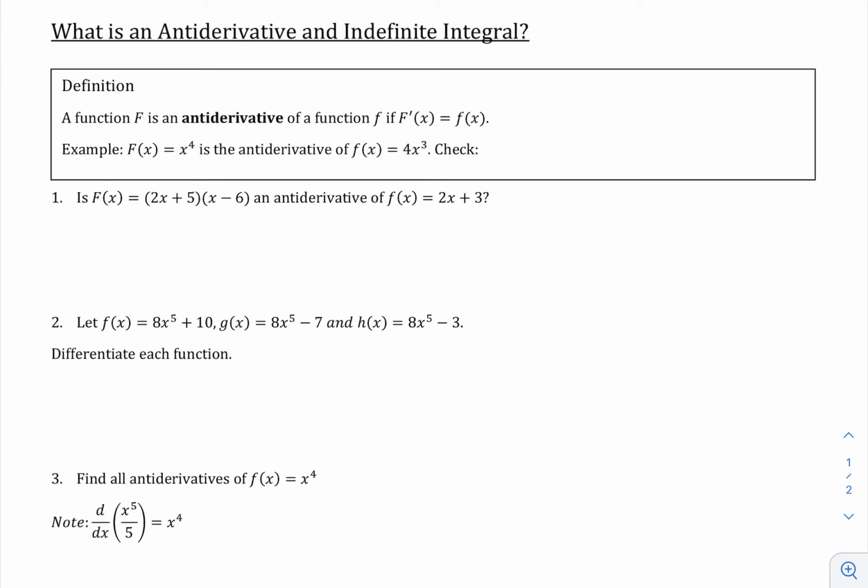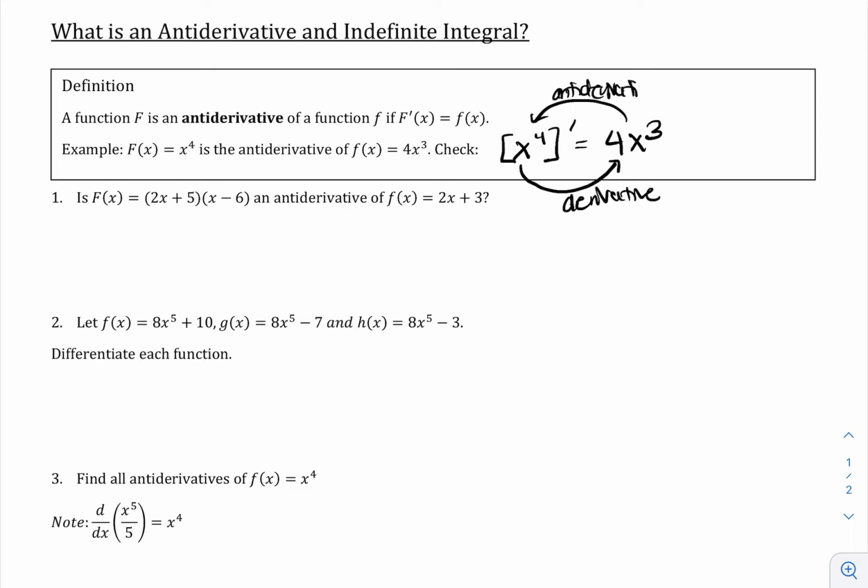A function, capital F, is an antiderivative of a function f if when you take the derivative of the capital F, it gives you back f. So for example, x to the fourth is the antiderivative of 4x cubed. You can check that because if you take the derivative of x to the fourth, you get back 4x cubed. So when you go from x to the fourth to 4x cubed, you're finding the derivative. But when you go from 4x cubed to x to the fourth, you're finding the antiderivative.